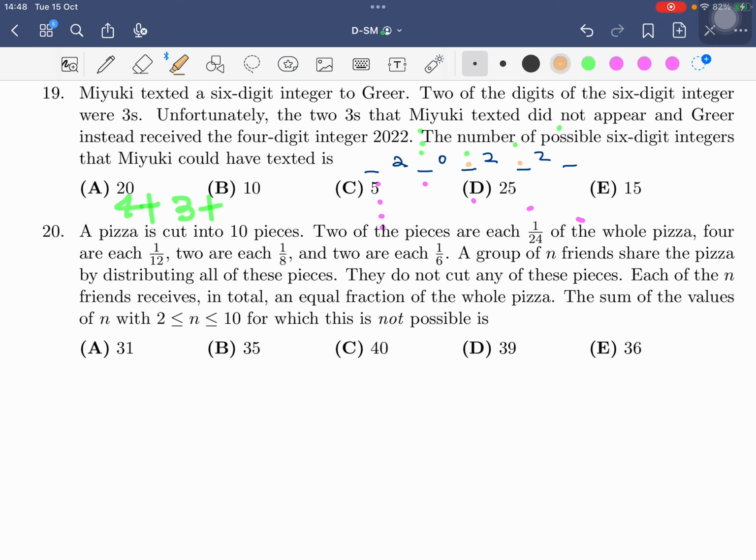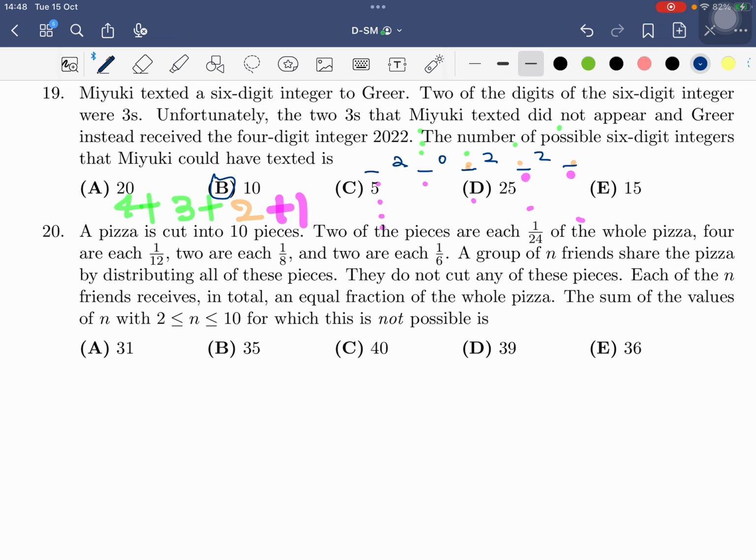And here and here, here and here, 2. And the last one, here, oh, so here and here, plus 1. So all together, 10. A pizza is cut into 10 pieces.